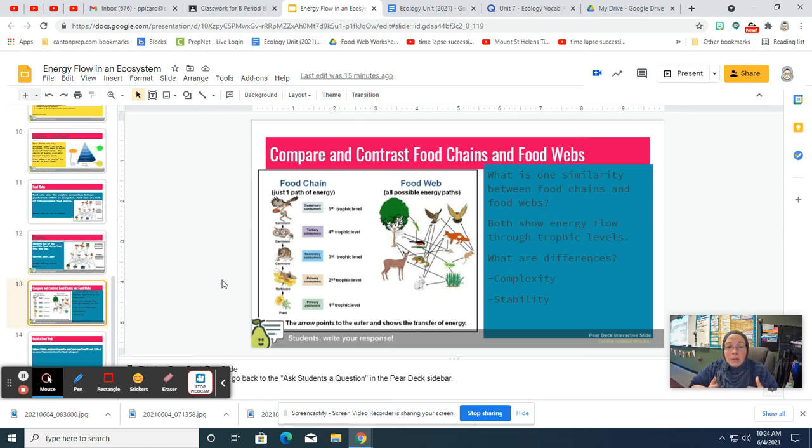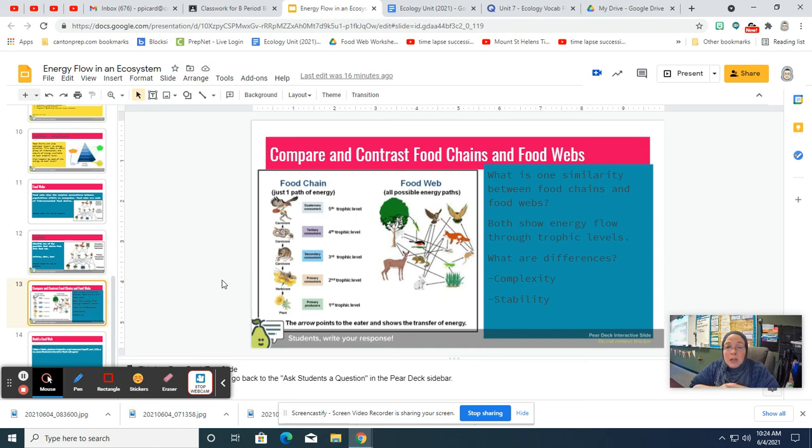The differences are in their complexity. Of course, a food chain is showing just one path of energy. If we were studying just one apex predator, we're looking at very specific relationships, and a food chain would be perfect for that. If we wanted to understand the interconnectivity of different food chains and all of the organisms in an ecosystem, a food web is going to be better for that.